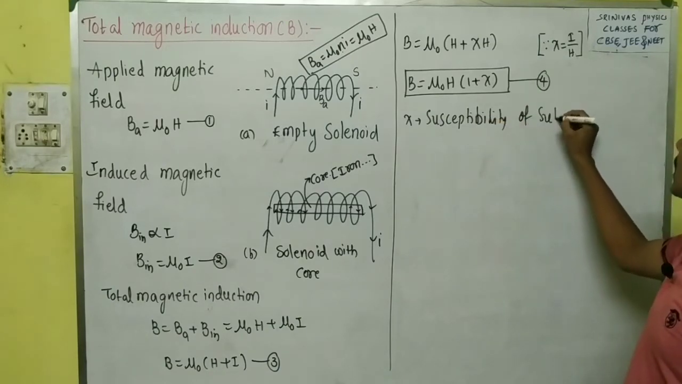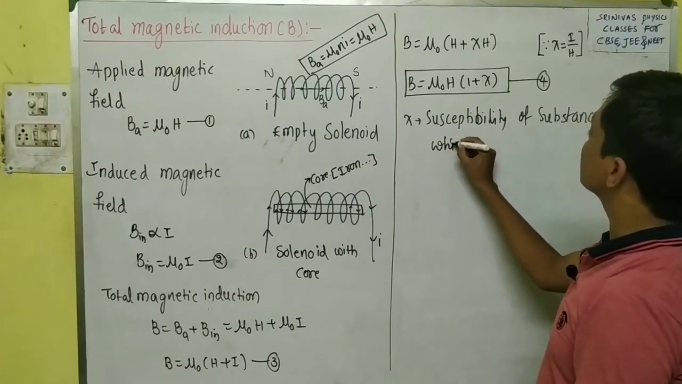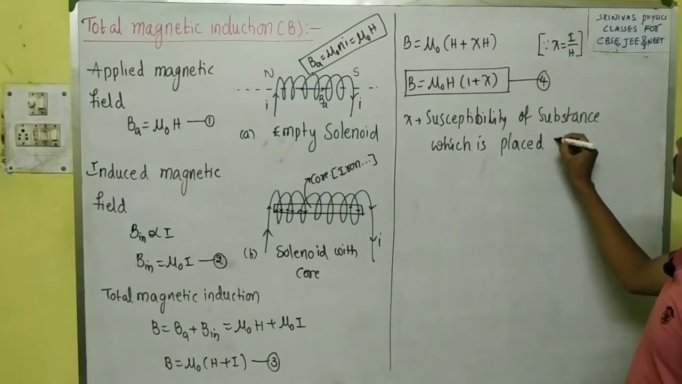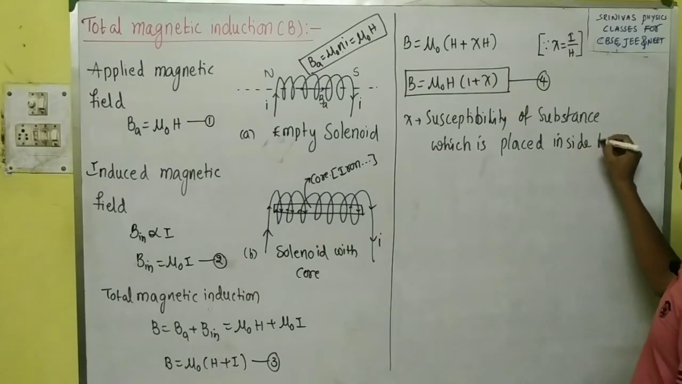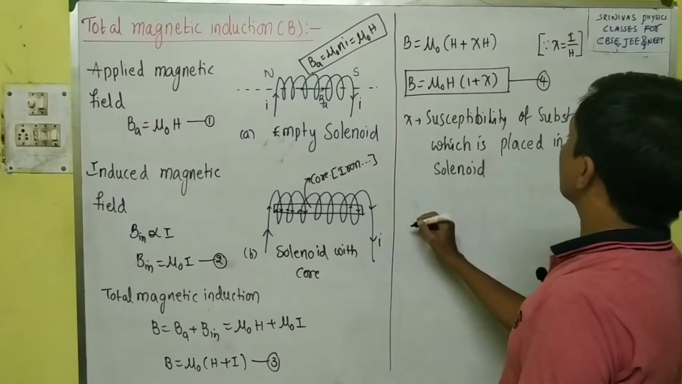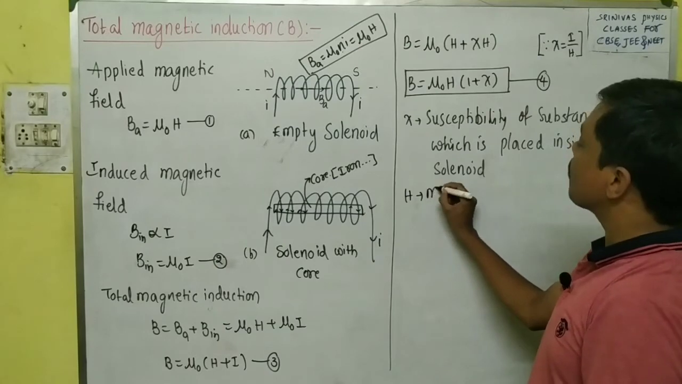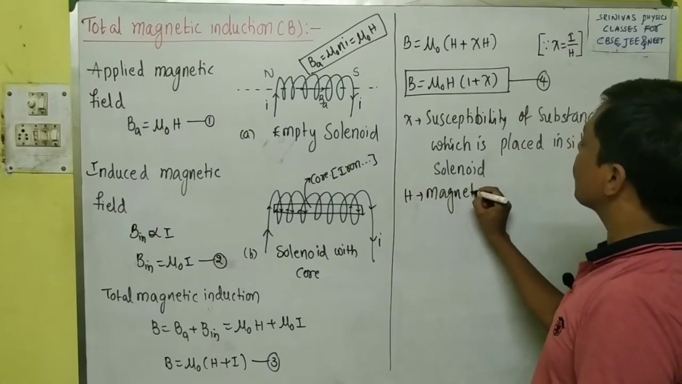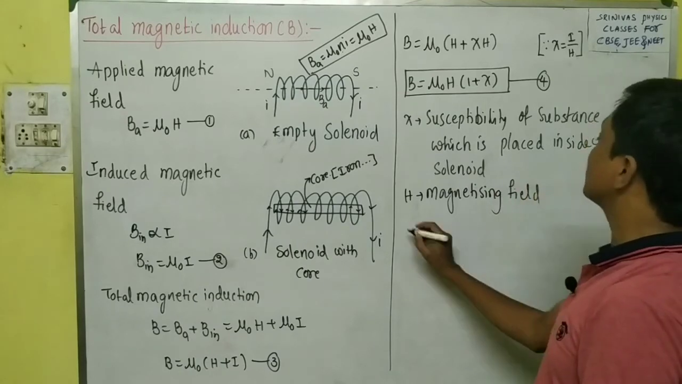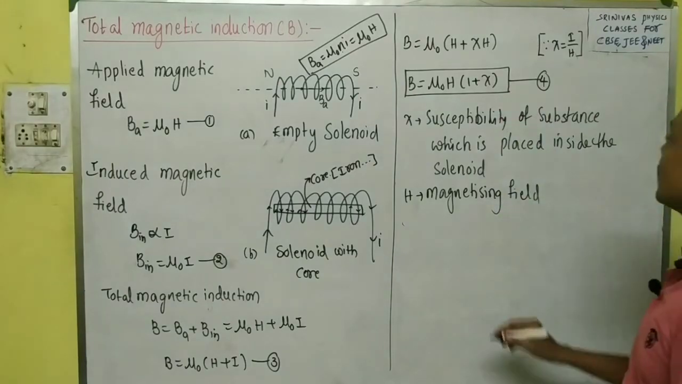What is psi in this? Psi is the susceptibility of the substance which is placed inside the solenoid, right? H is the magnetizing field. We know already H. What is H? H is the magnetizing field, and B equals mu naught H into 1 plus psi. Okay, that is equation 5.